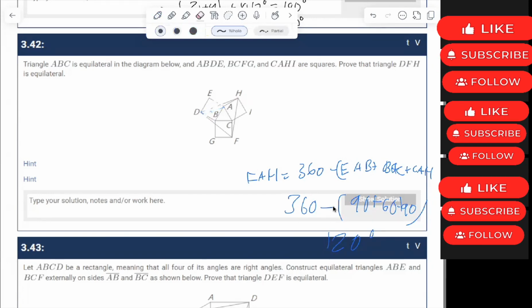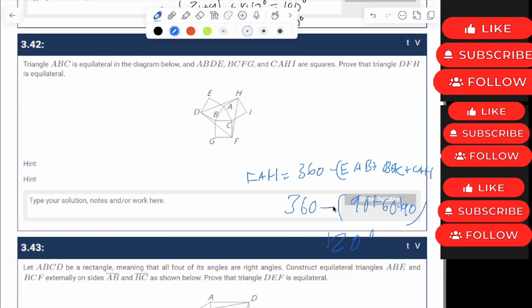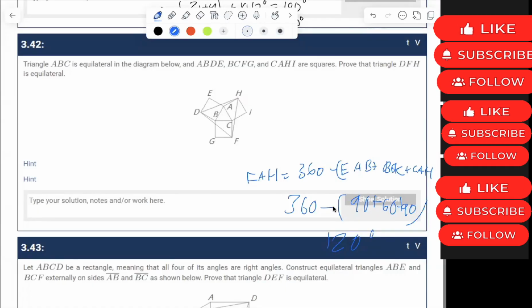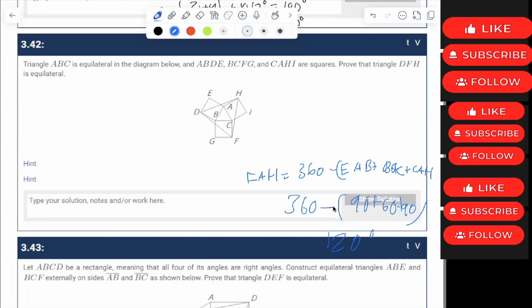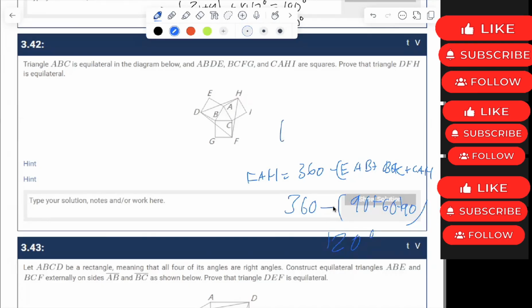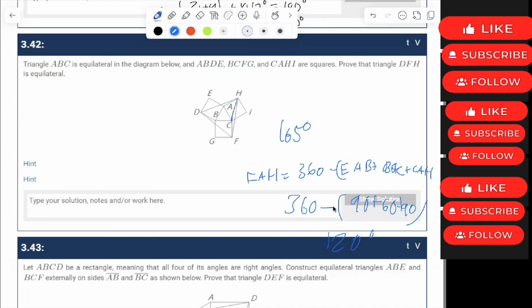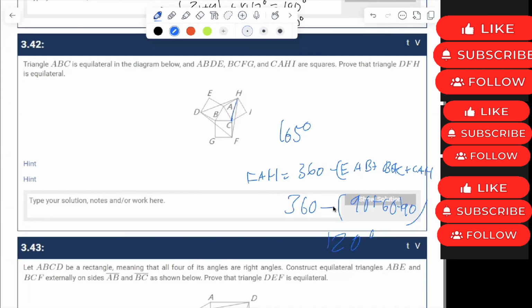Now what else next? Now what is DAH now? We can find DAH. Well, that's going to be EAH plus DAE, or 165 degrees. This similarity can be applied continuously. All right.